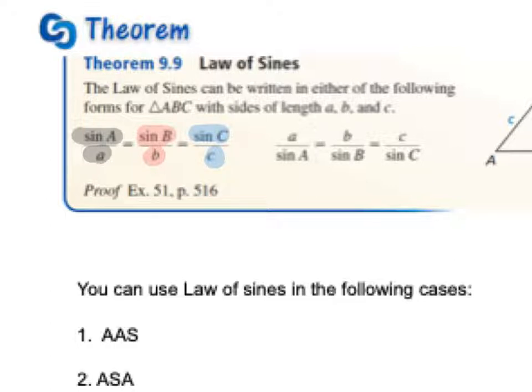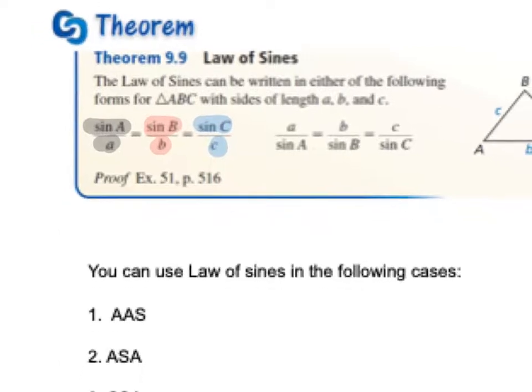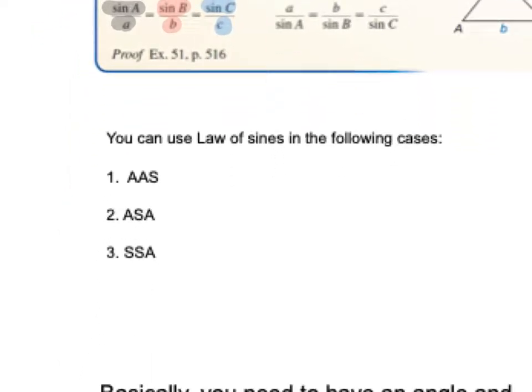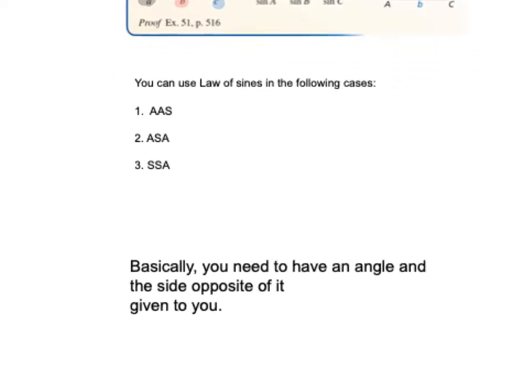Key thing to make sure you remember is that when you're using this formula, it's A over the sine of the angle. It's not A over the angle measure. So just be careful with that. And you can use the law of sines if you have angle, angle, side, or angle, side, side. Basically, in order to use the law of sines, you need to be given an angle and the side opposite of it, or be able to figure that out.